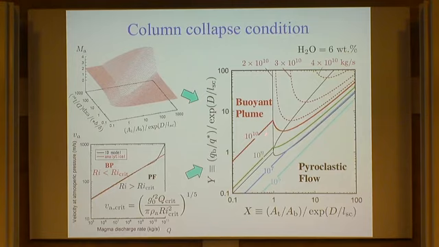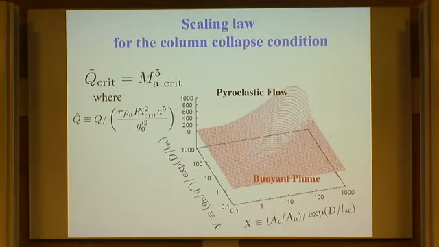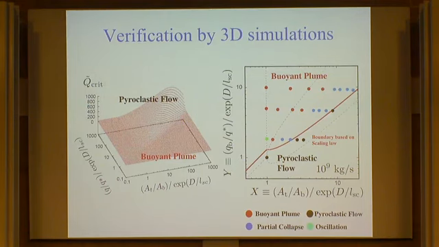Yeah, and this is 10 to the 9th, and because that boundary changes with magma discharge rate, that gives a kind of surface like this. So actually, all the fluid dynamical effects are taken into account in this diagram. So what we should do is verify or justify this surface using 3D simulations. That is what I did.